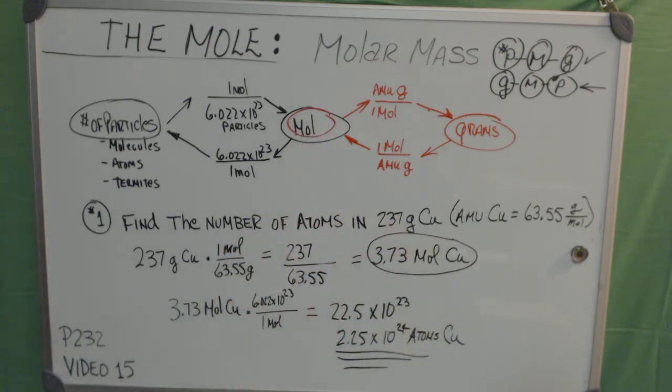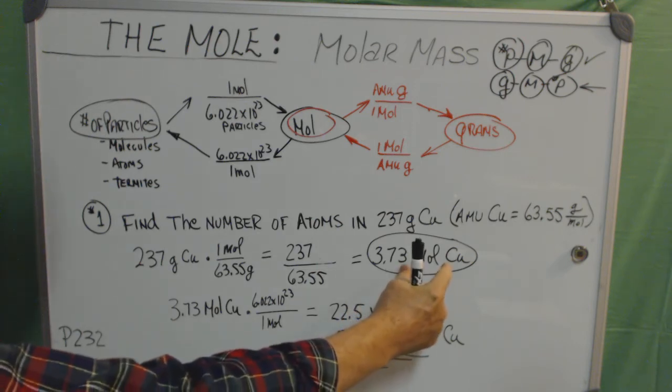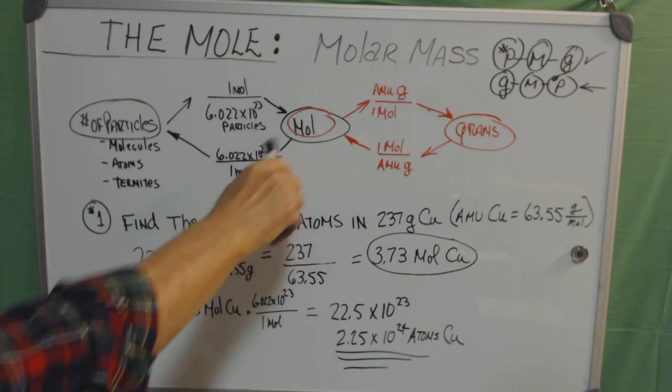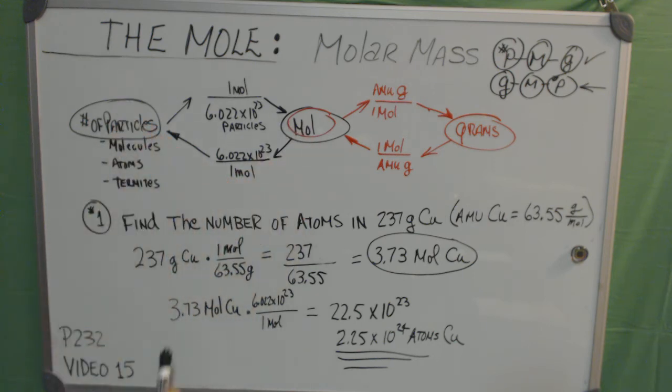Now I'm going to start a new problem, and again I'm going to take that bit of information and put it down here to the left so I can create my equation for the conversion. So I'm starting off with moles. I'm going to go backwards to particles. So I have 3.73 moles of copper.